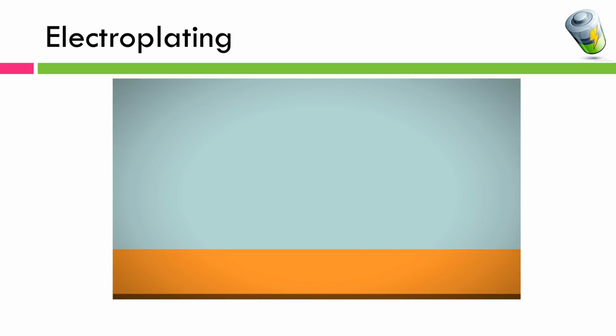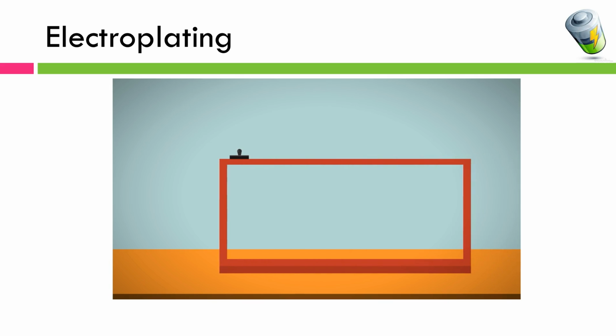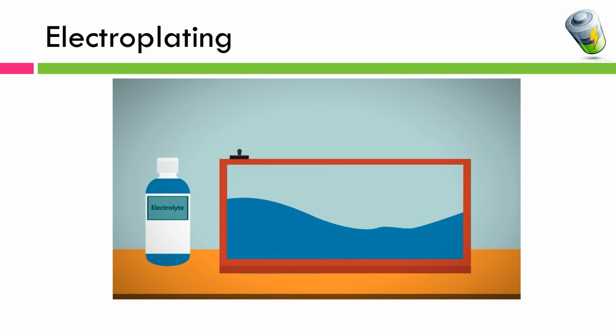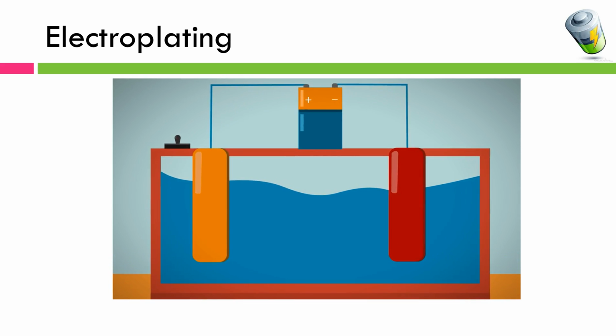So how does electroplating work? An electric current is passed through a solution that conducts electricity, called an electrolyte. To create this current, two electrodes are dipped into the electrolyte solution and connected to a battery or power supply. So we end up with a setup that looks something like this. When the current is turned on, the electrodes gain a charge. The positively charged electrode is called the anode, and the negatively charged electrode is called the cathode.